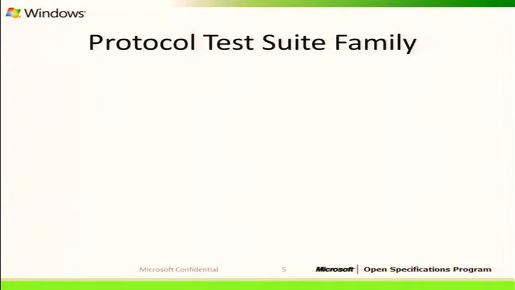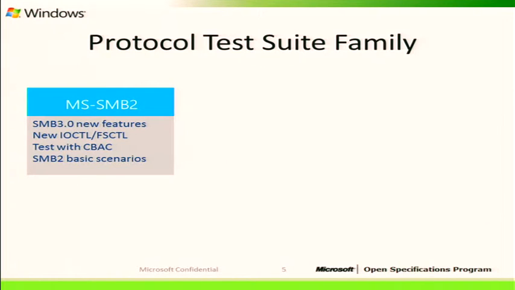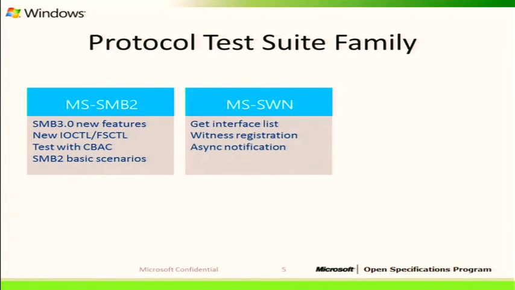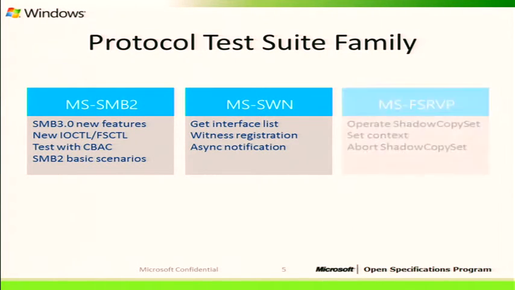Now let's take a look at the protocol test suite family. In this family, we contain 3 protocols, including the updated SMB2 protocol, which contains the newly revised SMB3 dialects, and also the new protocol SWN, which defines the witness service, and FSRVP, which defines the remote shadow copy on the file server.